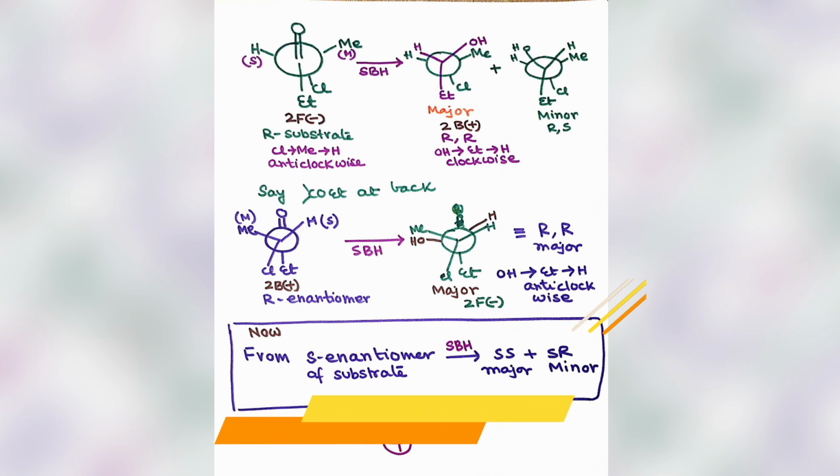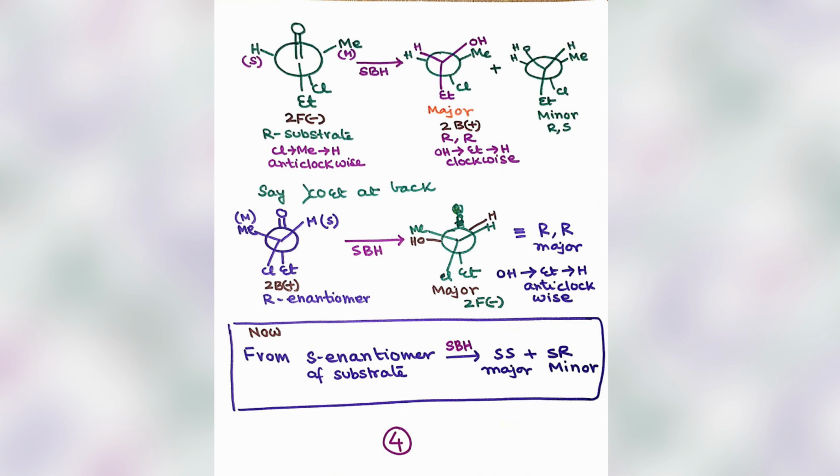So if we want to apply the 2F minus rule and we want to get the R substrate, in that case the chlorine, methyl and the hydrogen we have to place in an anti-clockwise manner, so that that chiral center will maintain the R enantiomer.